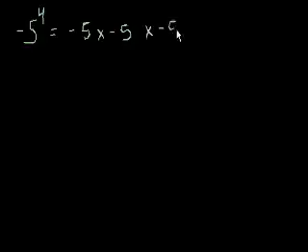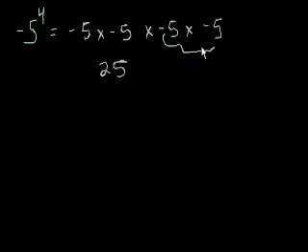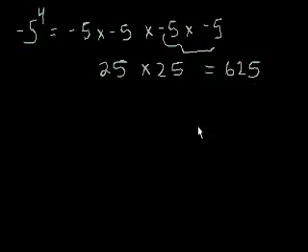If I were to say negative 5 to the fourth power, well, that's negative 5 times negative 5 times negative 5 times negative 5. Negative 5 times negative 5 is positive 25. And then we can just do it this way: negative 5 times negative 5, that's positive 25 as well. And 25 times 25 is equal to 625. So there's really nothing that we're learning new here.